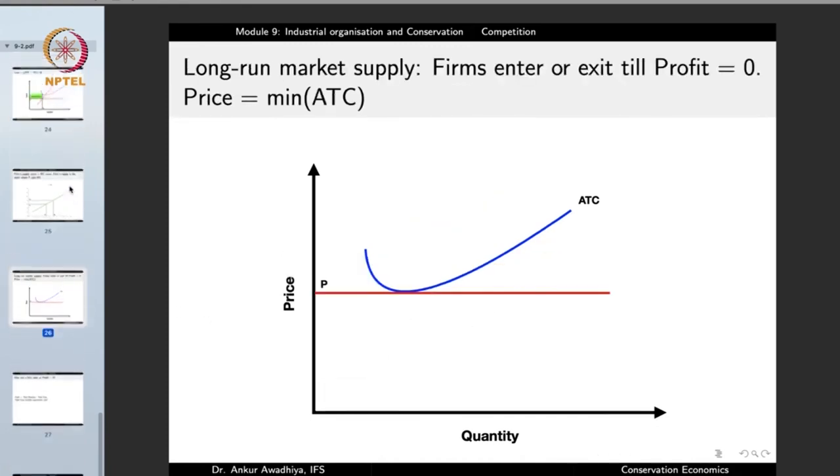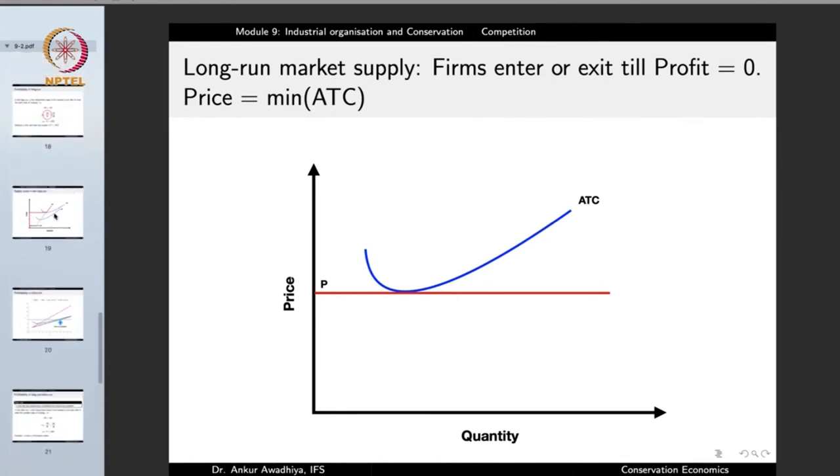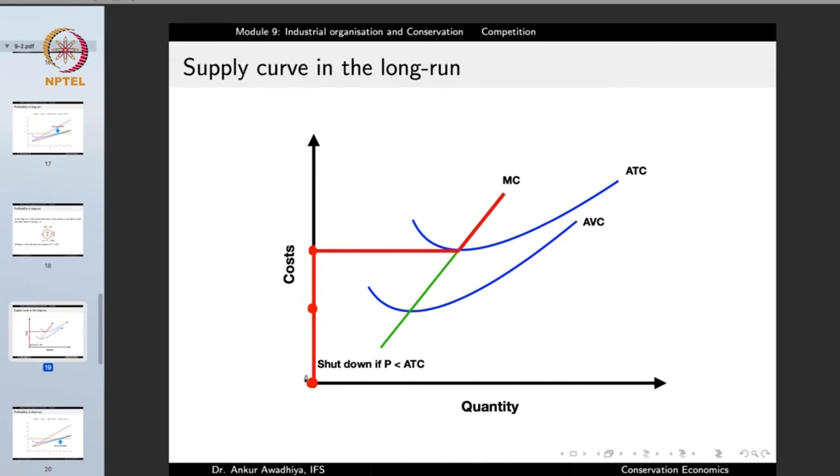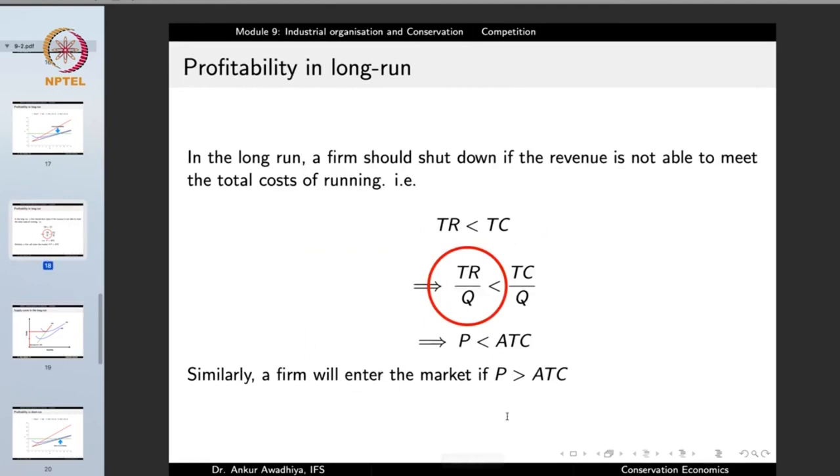Now, why is that so? We had observed that in the long run, this is the supply curve of one firm. It says that if the price is less than the ATC, then the firm should shut operations. But if the price is more than the ATC, then this is the supply curve. Now, if the price is greater than ATC, then one firm will enter into the market.